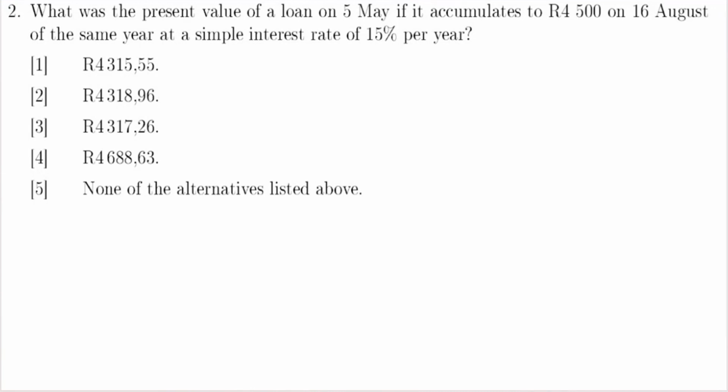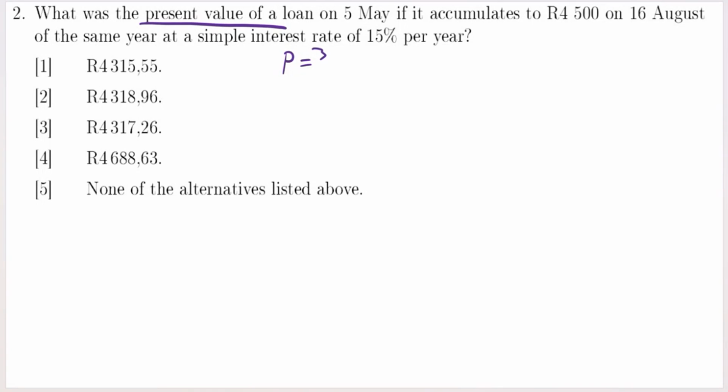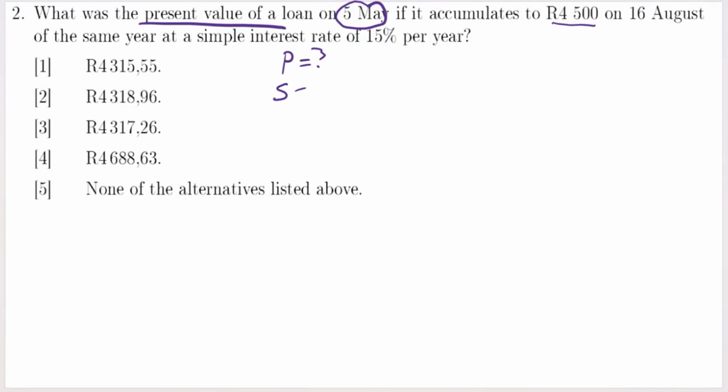So let's look at this question: what is the present value? Obviously here, what you do is break it down into pieces and write all the information that is given. They are asking for the present value of a loan on the 5th of May, if it accumulates to this amount, the accumulation amount, that is 4,500. And then you are also given the time, on the same year.